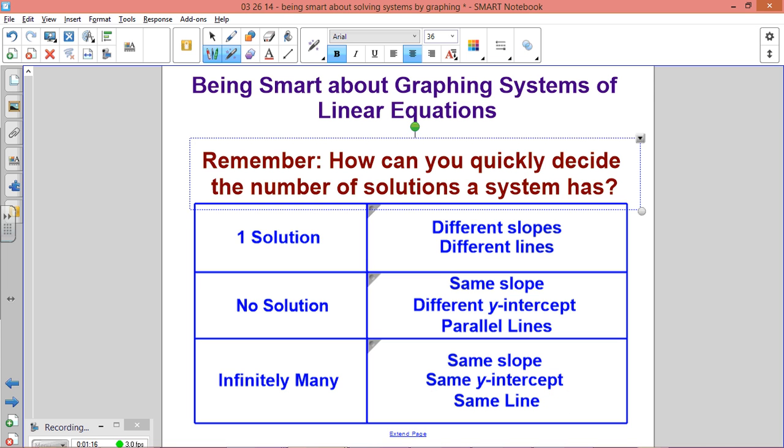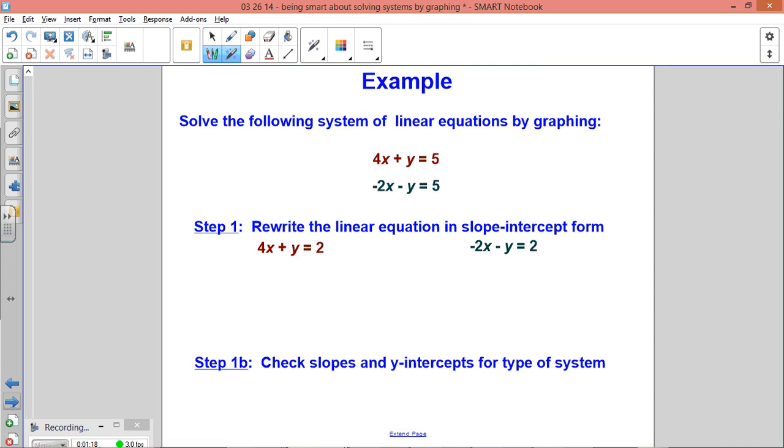So how do we use this to be smart about what we're doing? Well, let's look at this example right here. This is similar to what we were doing yesterday. We have the system of equations 4x plus y equals 5 and negative 2x minus y equals 5. First thing I'm going to do is the same as always. I'm going to rewrite these two equations into slope-intercept form.